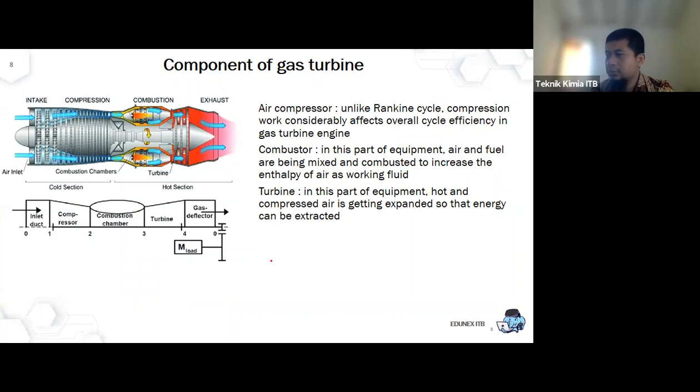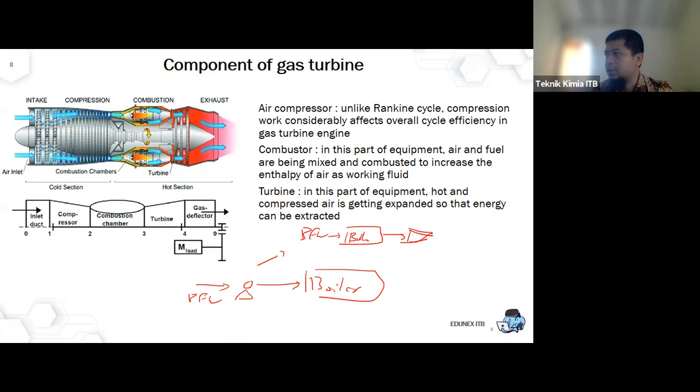So here is the boiler with water, then here is pumping, then here is boiler. Why is it like this? Why don't we just put it like boiler with water, boiler, and then compression here? Sorry. Why is it not like this?